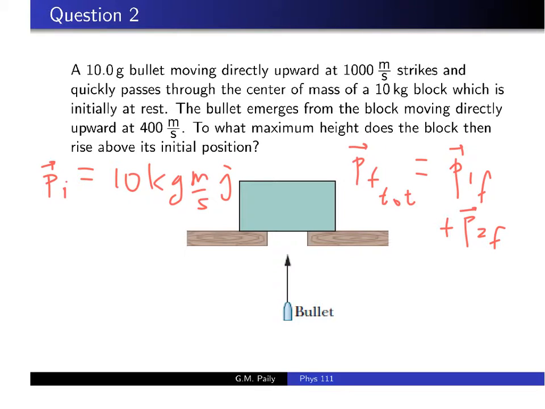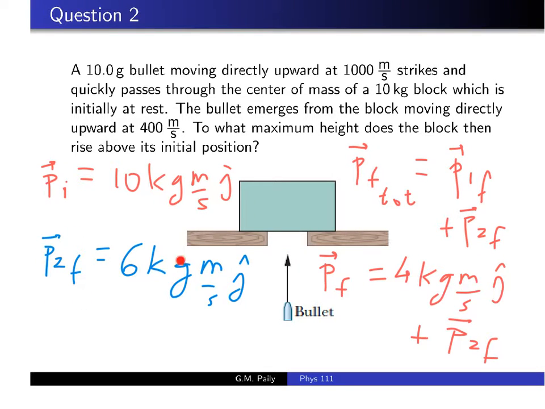Still, simplifying, we get P final is equal to 4 kilograms meters per second j hat plus P2 final. Since the total initial momentum should be equal to the total final momentum, we can say that the final momentum of the block is 6 kilograms meters per second j hat. Now, knowing that the block has a mass of 10 kilograms, we can use that to find the velocity of the block. And so what we find is that the velocity of the block just after the bullet has passed through it is 0.6 meters per second j hat.